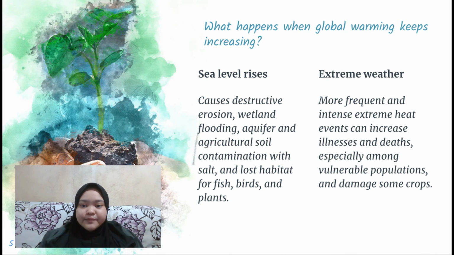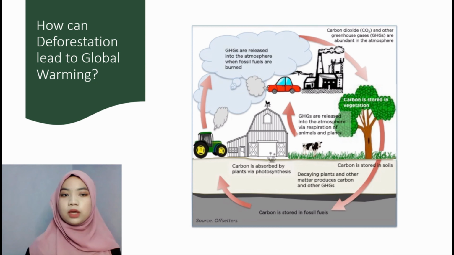What happens when global warming keeps increasing? First, the sea level rises. Sea level rise can cause destructive erosion, wetland flooding, aquifer and agricultural soil contamination with salt, and lost habitat for fish, birds, and plants. With the lost habitat for fish, birds, and plants, this can also lead to species extinction. Next is extreme weather. More frequent and intense extreme heat events can increase illnesses and death, especially among the vulnerable population, and damage some crops.